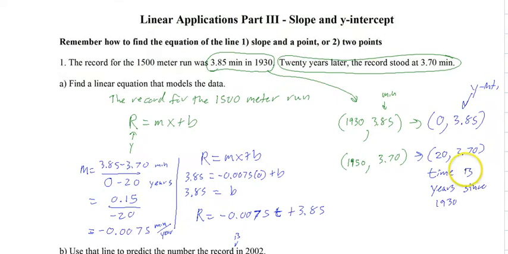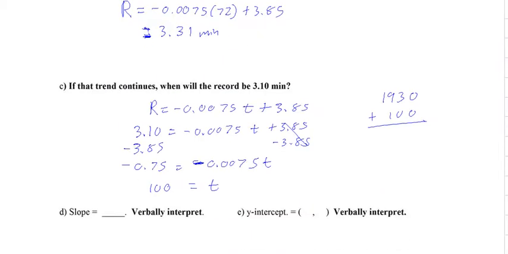Where did I write it? Time is years since 1930. So if we have 100, that would be 2030. So in 2030, if this trend is linear, the record should be 3 minutes and 10 seconds for the 1500 meter.